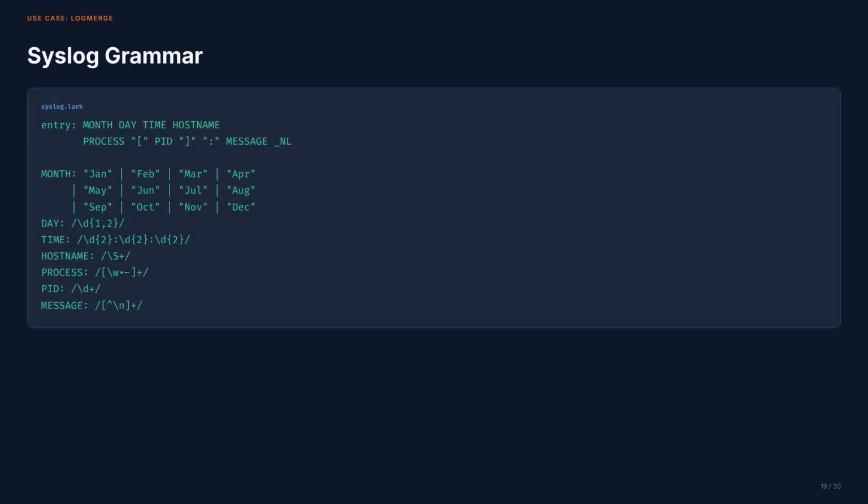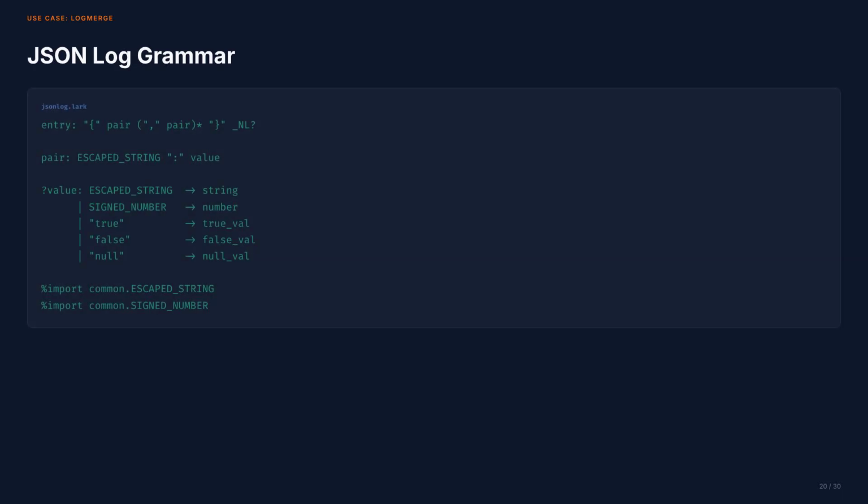The syslog grammar defines the traditional log format. An entry has a timestamp with month, day, and time, followed by hostname, process name, PID in brackets, and a message. Each part is defined as a terminal with a regex pattern. The JSON log grammar parses structured log entries. It defines an entry as curly braces containing comma-separated key value pairs. Values can be strings, numbers, booleans, or null. We import common terminals like escape string from Lark's standard library.